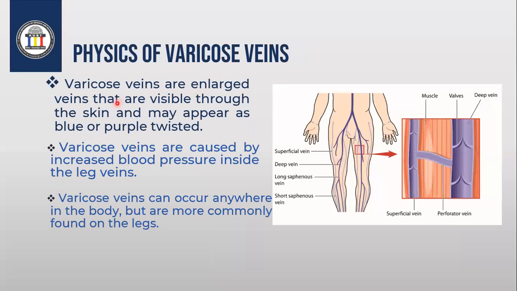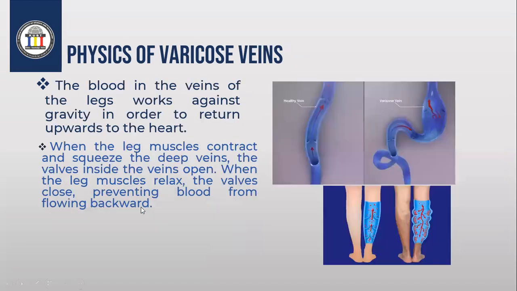Varicose veins are enlarged veins that are visible through the skin and may appear blue or purple and twisted. So you will see a purple, twisted vein appear through the skin. You can see it clearly. Varicose veins are caused by increased blood pressure inside the leg veins. Varicose veins can occur anywhere in the body, but they are more commonly found in the leg.